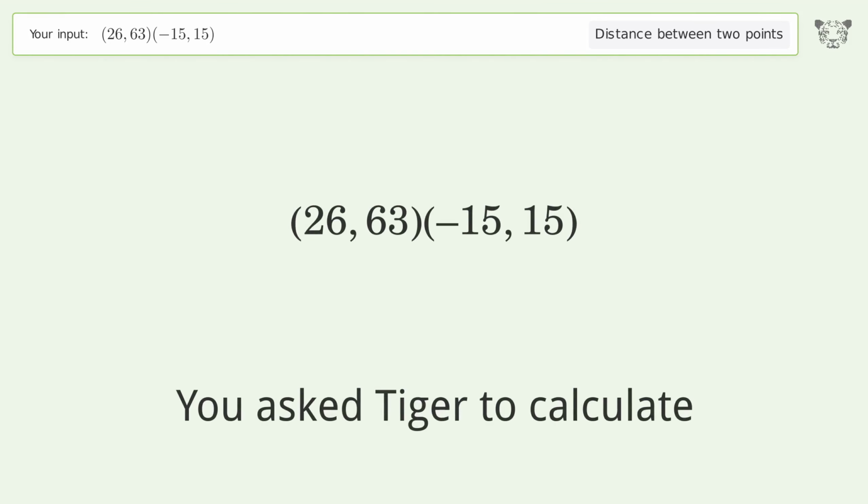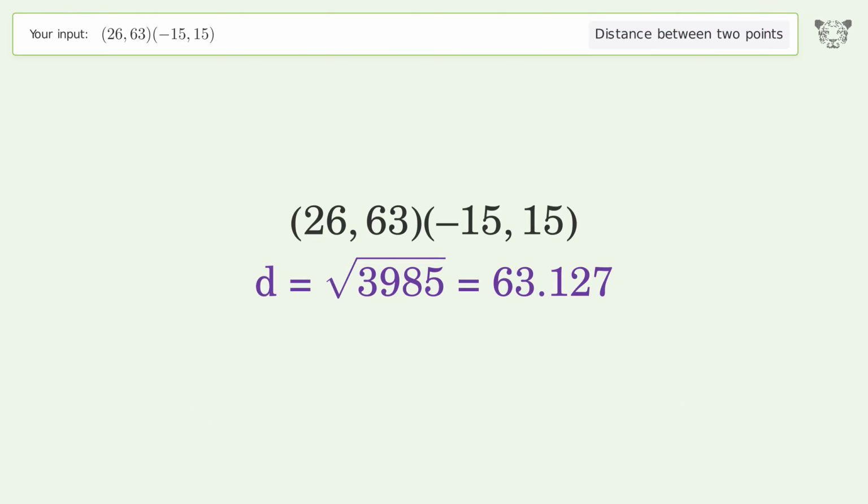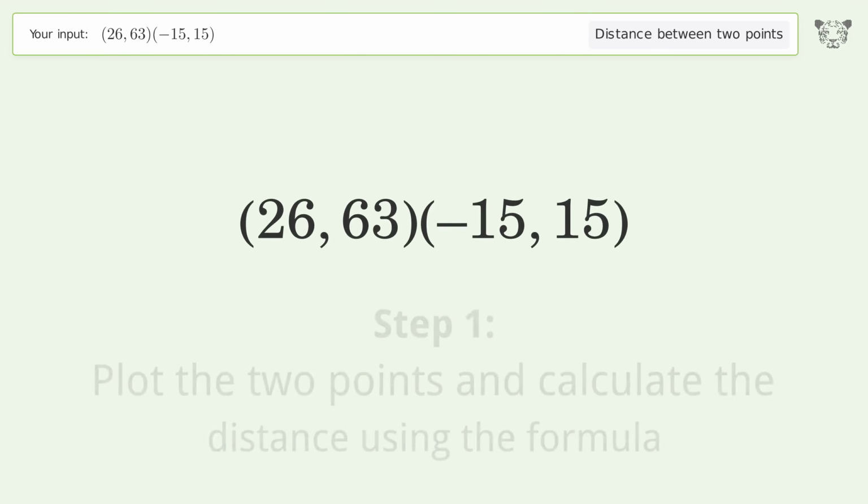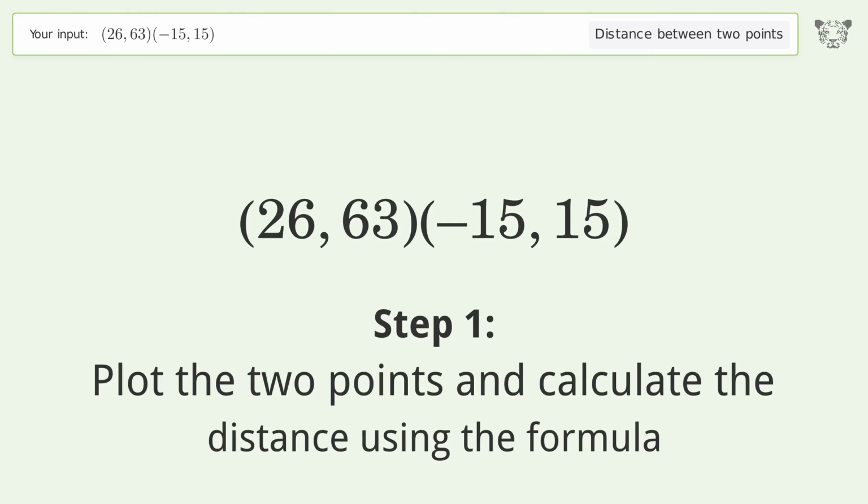You ask Tiger to calculate. This deals with the distance between 2 points. The distance between the 2 points is the square root of 3,985 or 63.127. Let's solve it step by step. Plot the 2 points and calculate the distance using the formula.